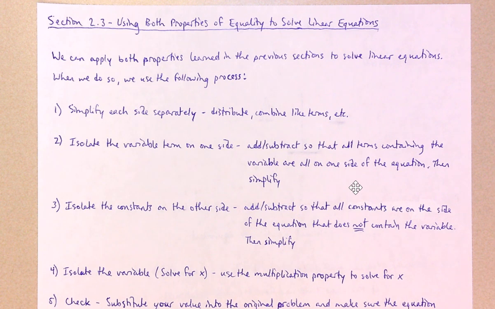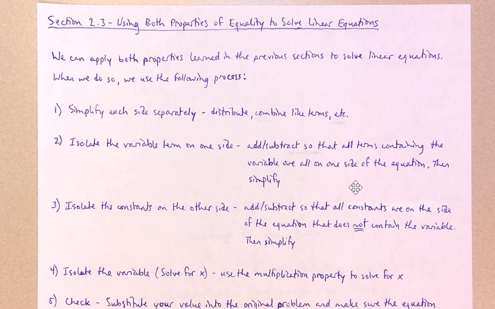Once you've done that, add or subtract things so that all terms containing the variable, could be x, could be t, could be y, could be whatever, are all on one side of the equation. And then simplify, combine those like terms. Once you've done that, add or subtract so that all the constants are on the other side of the equation, the side that does not contain the variable. Once you've done that, then simplify that side, combine those constants, get it down to one number. And then you're going to solve for x.